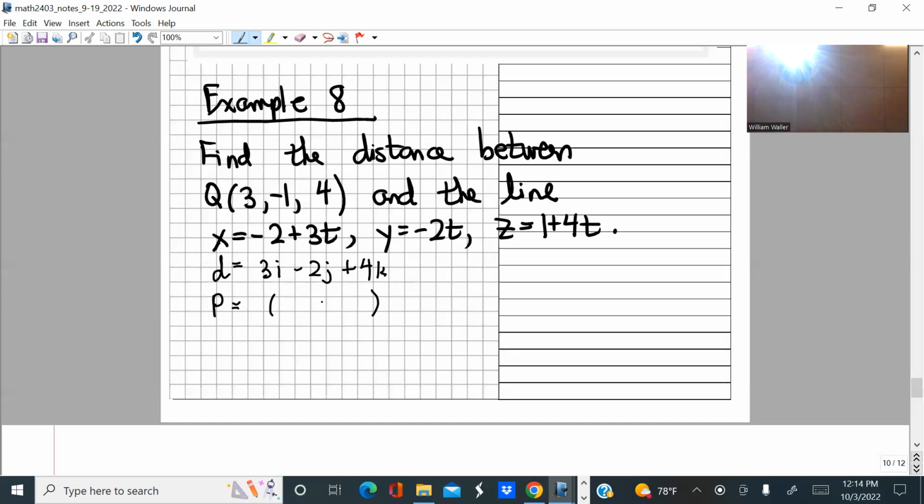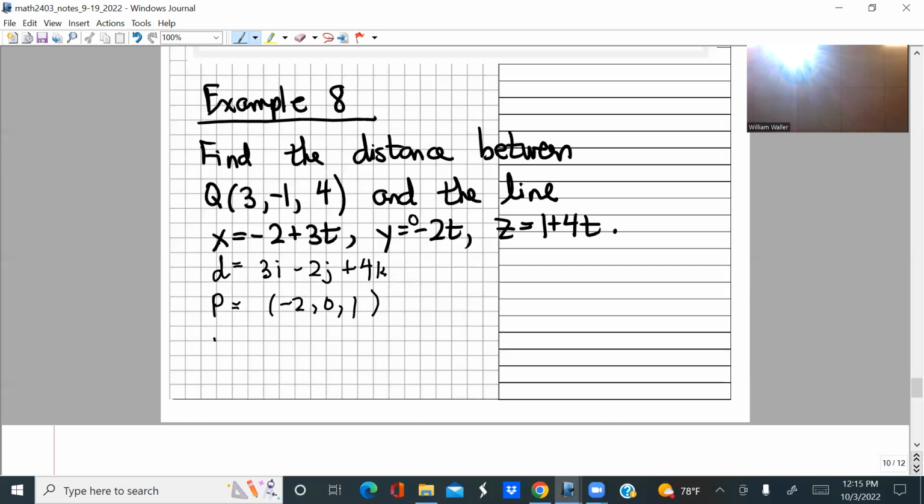What's the point on the line? Yeah, we can use negative 2, 0, and 1, correct? Remember, this is the same as 0 minus 2t. But you can get any other point you want off the line by choosing different values for t and plugging into these three equations. You get this point by choosing t equals 0, which is very convenient. But you could choose t to be 1 or 2 or minus 1 or minus 2 and get other points on the line.